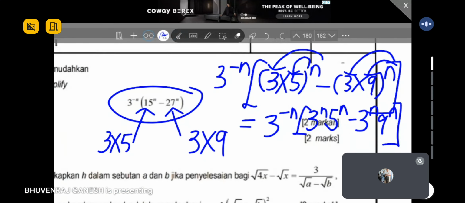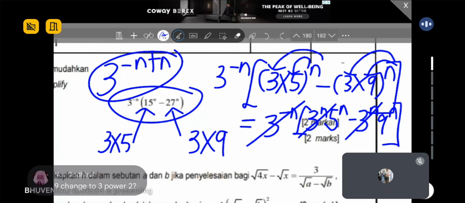Okay, then you continue. So over here you realize 3 power negative n and 3 power n, they will cancel off, guys. Dia akan potong. Because 3 power negative n plus n is 3 power 0.